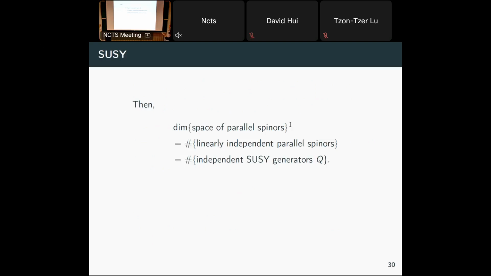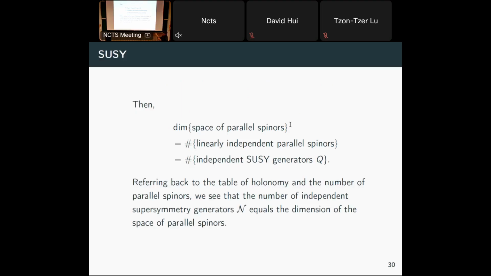So now, from my previous comment about supersymmetry generators being your parallel spinors, the dimension of your space of parallel spinors is precisely the number of linearly independent parallel spinors, which is the number of independent supersymmetry generators. And then going back to Wang's theorem and that table of holonomy groups, you can clearly see the dimension of the space of parallel spinors. So for particular holonomy groups, you have a particular number of supersymmetry generators.